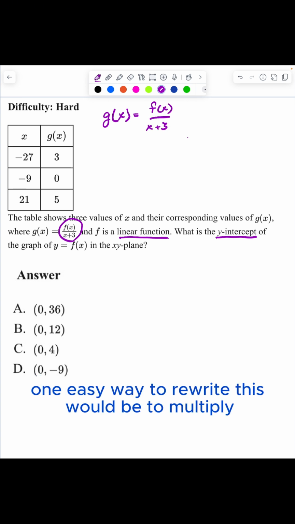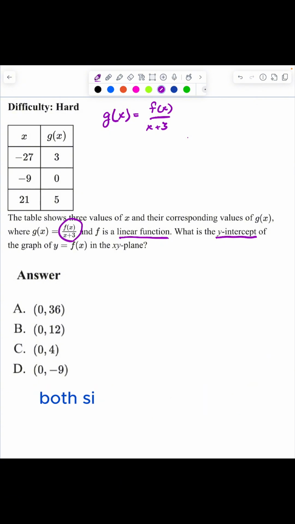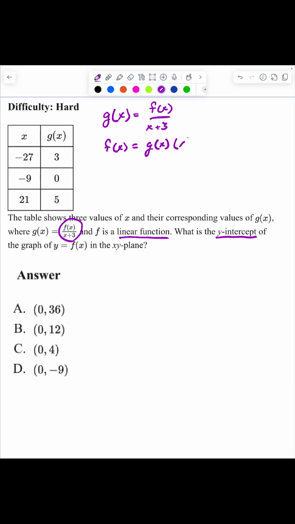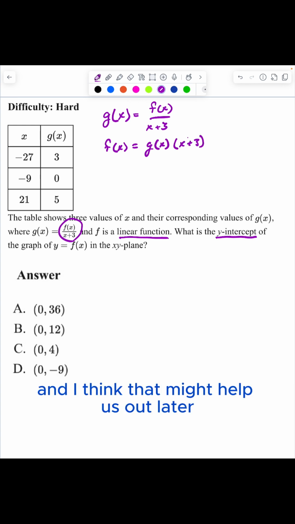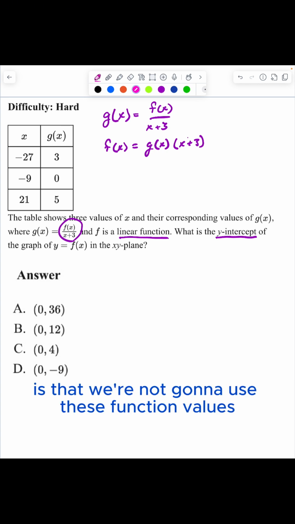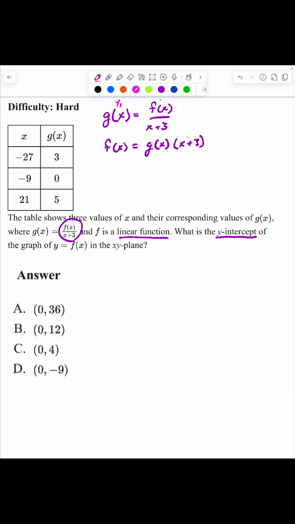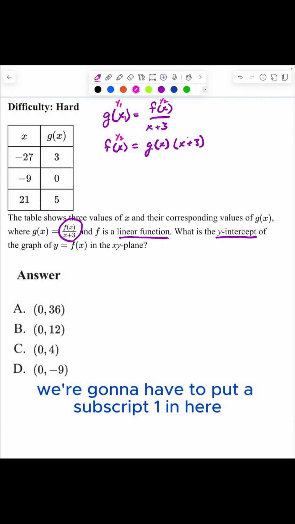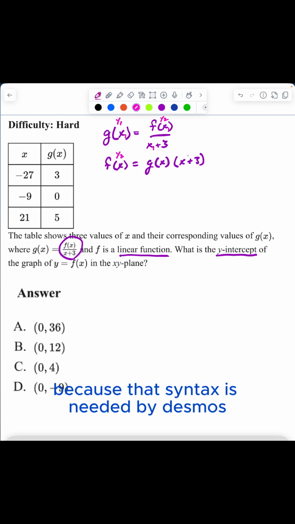One easy way to rewrite this would be to multiply both sides of the equation by x plus 3, and then we'll get g of x times x plus 3. And I think that might help us out later. Now, one of the things we have to realize when we put this into Desmos is that we're not going to use these function values. We're going to use y sub 1, f of x is going to be y sub 2, and then for each of the x values we're going to have to put a subscript 1 in here because that syntax is needed by Desmos.